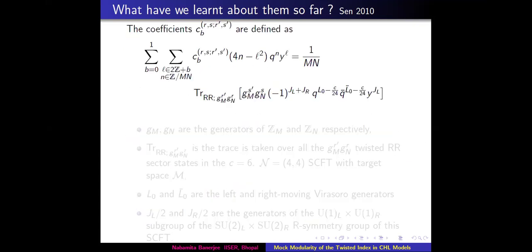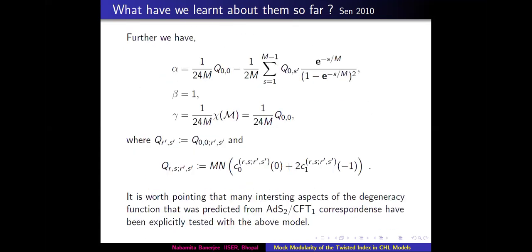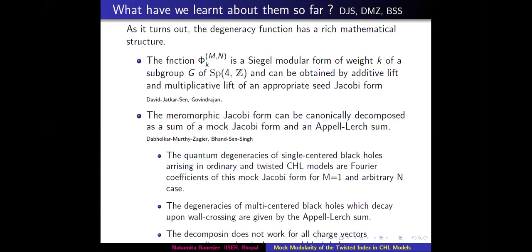So what this tells is, when one, instead of studying phi, digs deep inside and goes to this mock Jacobi form and the Appell-Lerch part, then these two really split out this contribution. So if I then finally define my degeneracy functions of single-centered black holes with the help of the mock Jacobi form, then one doesn't need to really worry about the contouring.